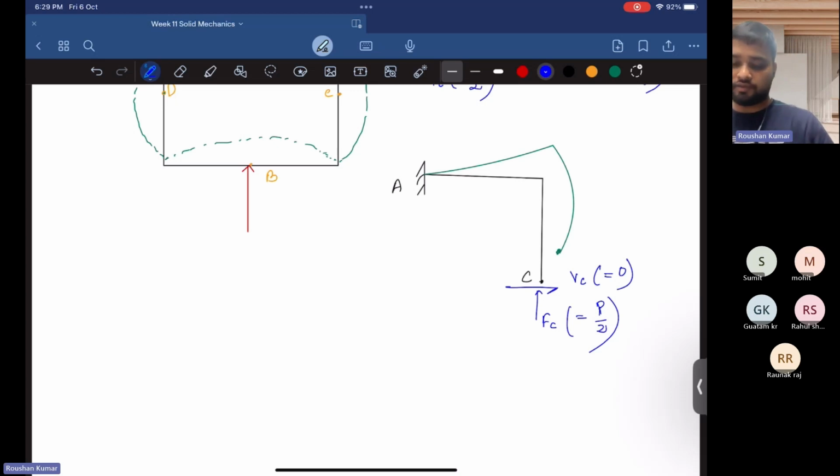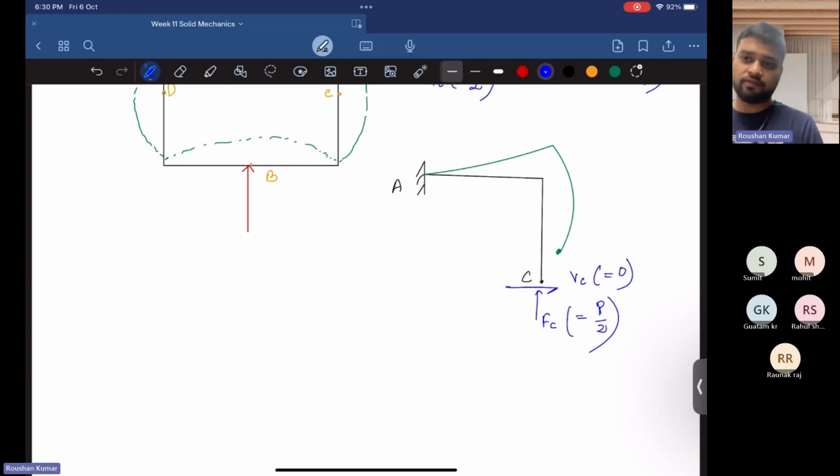So this is the free body diagram for the system. Now we always know from Castigliano's theorem that to find the deflection at any point, we have to take the derivative of the total energy of the system with respect to the force applied at that point. Similarly, to find the slope at any point, we find the derivative of the total energy of the system with respect to the moment at that point.